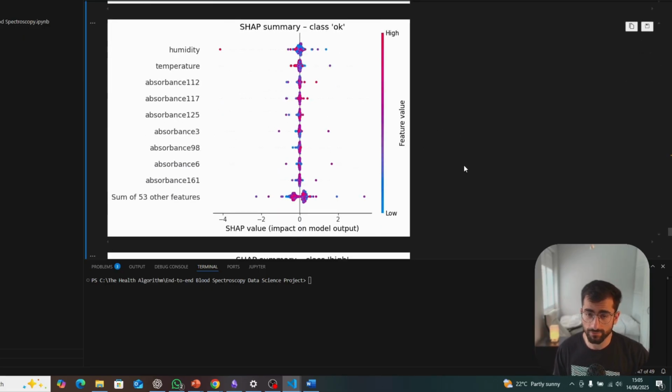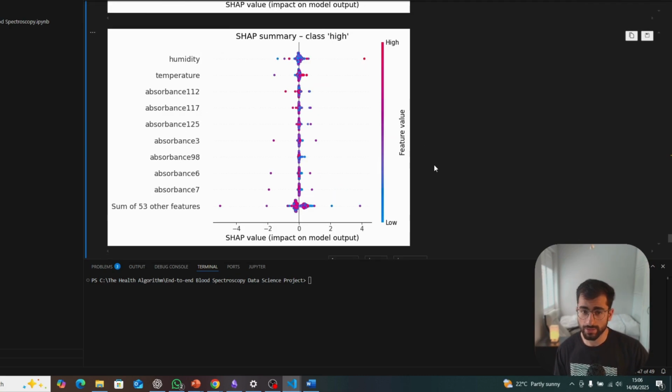For the second class of OK LDL cholesterol, we can see again humidity and temperature, and a few of the same absorbance numbers are ranked quite highly, so absorbance 112, 117. And lastly, for high LDL cholesterol, again, humidity and temperature ranking first and second, followed by similar absorbance values being the most important in predicting this class.